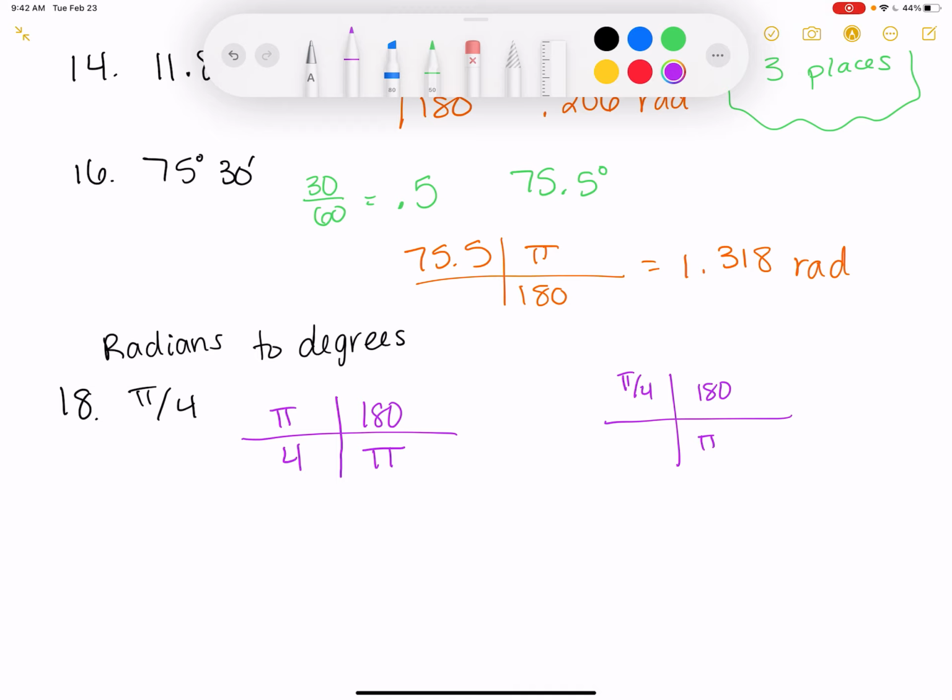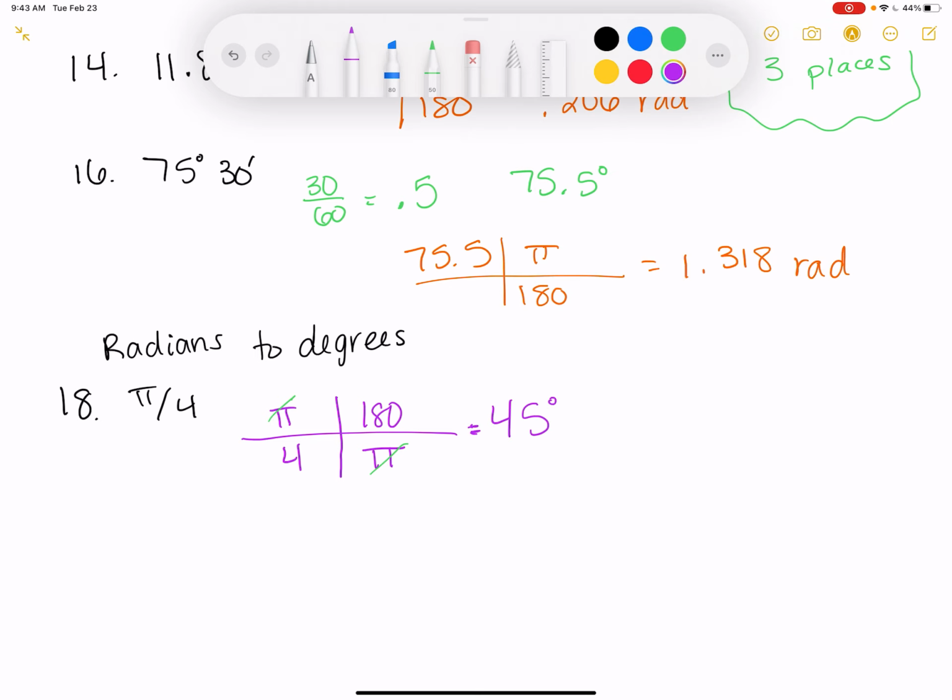I don't know how that works. Then the pi's cancel. What'd you say? 45 degrees. I think so. Yeah. Wait, I'm stupid. The 4 doesn't go in. So 45 degrees.